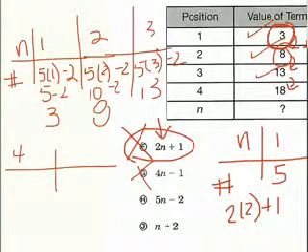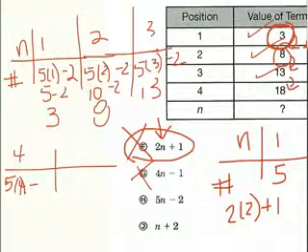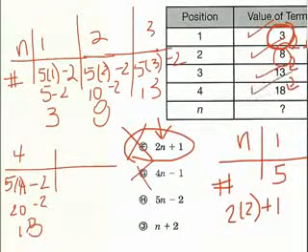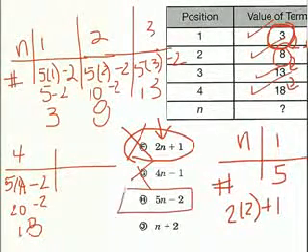So that would be 5 times 4 minus 2. So that would be 20 minus 2, which is 18. Did they all work? You bet. Therefore, we got our answer.